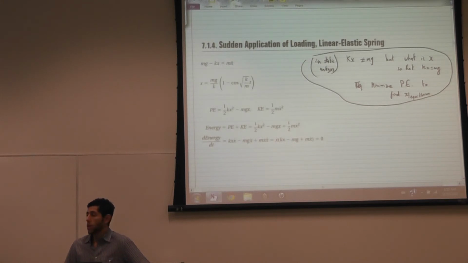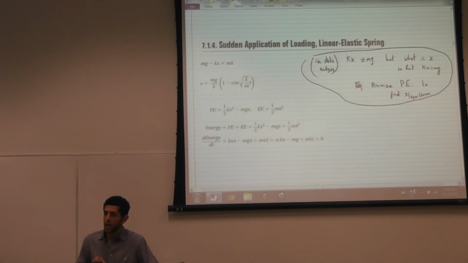That's why not every static analysis will have a solution, because you might apply a force that the structure cannot take, or you might apply a force that changes so fast with the displacement that you can never reach static equilibrium. That's why not every static finite element analysis has a solution. Maybe static equilibrium does not exist.